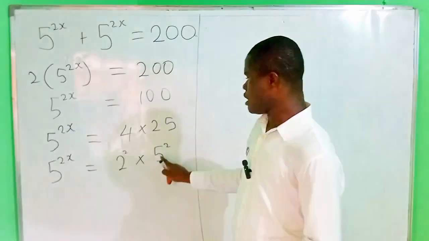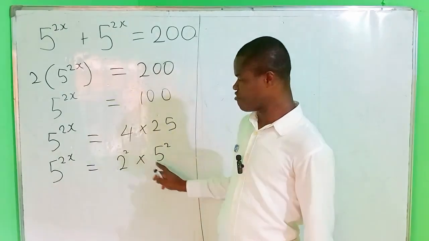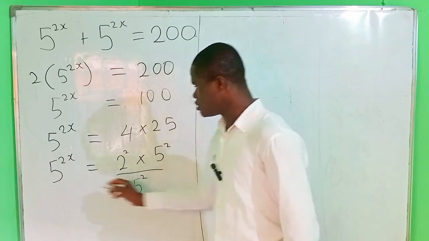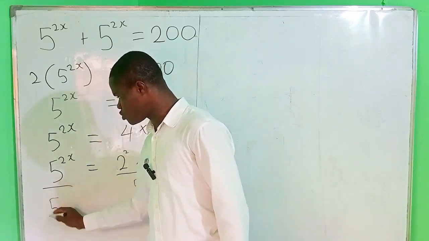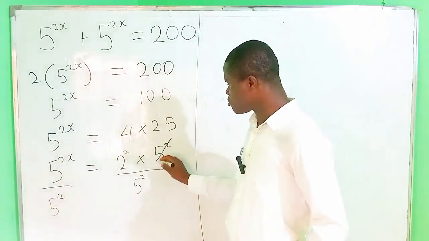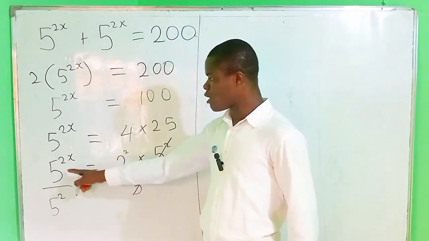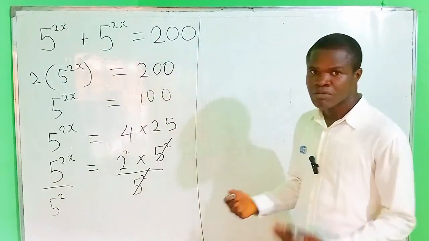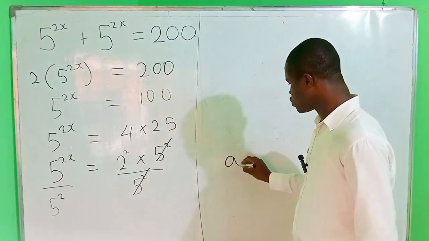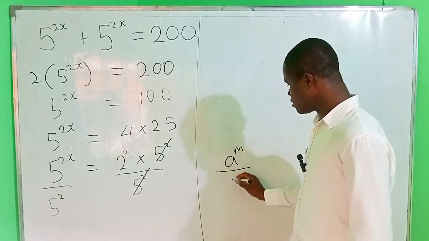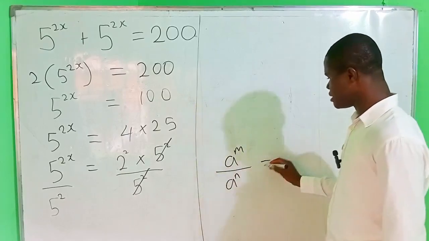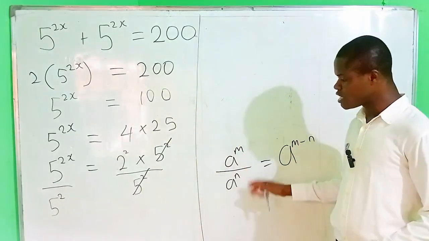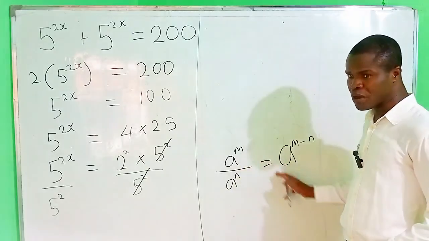The next thing to do, I'm going to divide both sides by 5 raised to the power 2. So 5 raised to the power 2 cancels that 5 raised to the power 2, and we are left with 5 raised to the power 2x divided by 5 raised to the power 2. Remember in indices that a raised to the power m divided by a raised to the power n is a raised to the power m minus n. So division law says we should take one base and subtract the power.